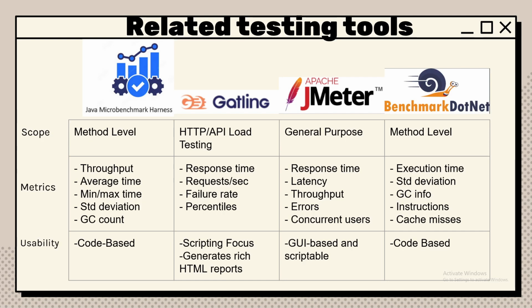And finally, we have benchmark.net, which is, again, like JMH, a method-level implementation. The metrics it records are execution time, standard deviation, GC info, instructions, and cache misses. And like JMH, it's also code-based.